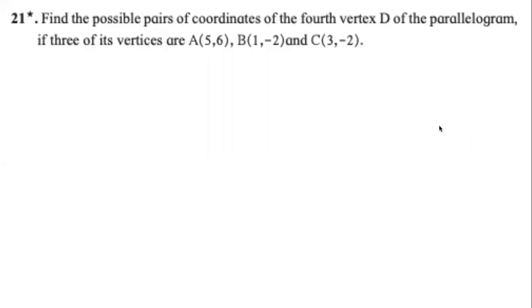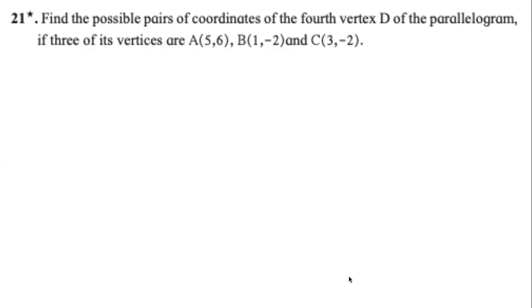Another of my favorite questions of this chapter, because it is not straightforward. Find the possible pairs of coordinates of the fourth vertex of the parallelogram. So multiple answers are possible. 3 vertices A, B, C are given, and it is asking for the fourth vertex, and it says there are 2 possibilities. Why does this happen?